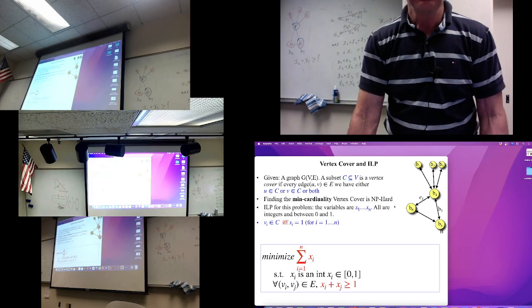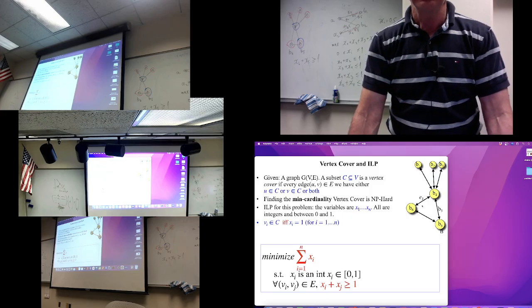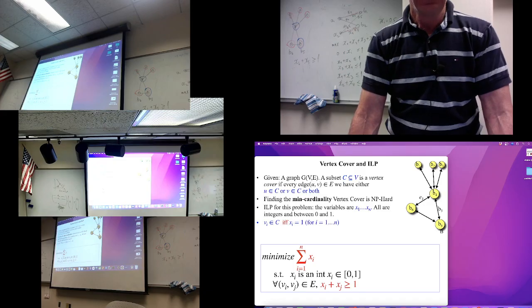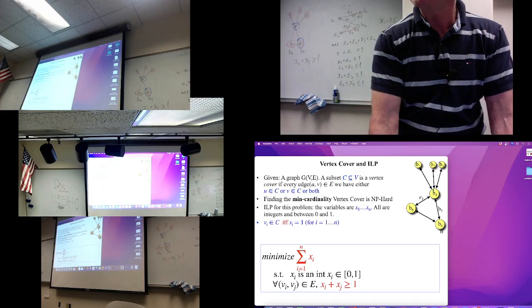Here is another cute trick that I can get back from vertex cover. So here's my problem of the vertex cover: pick a subset of vertices that will cover everything, cover every edge.